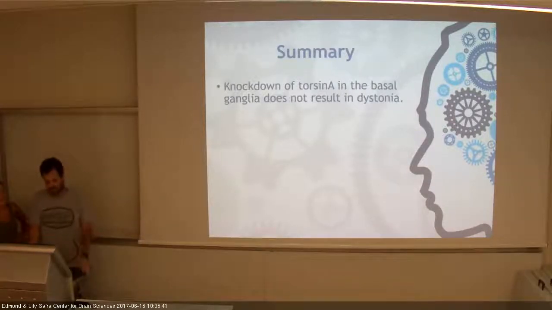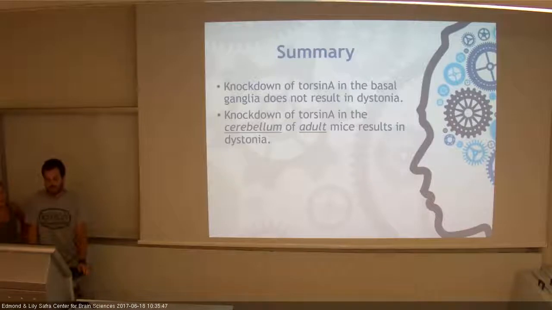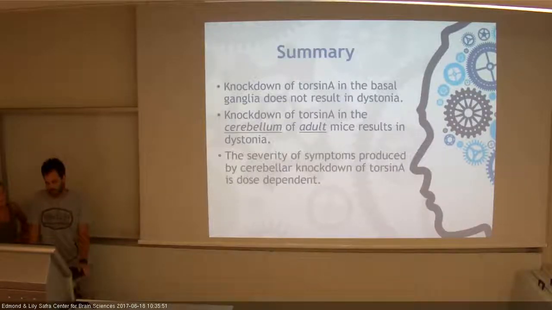Knockdown of taurin A in the basal ganglia does not result in dystonia, but in the adult mouse cerebellum, dystonia does occur. The severity of the symptoms is dose dependent, which helps to connect between the taurin A knockdown and the dystonic phenotype.